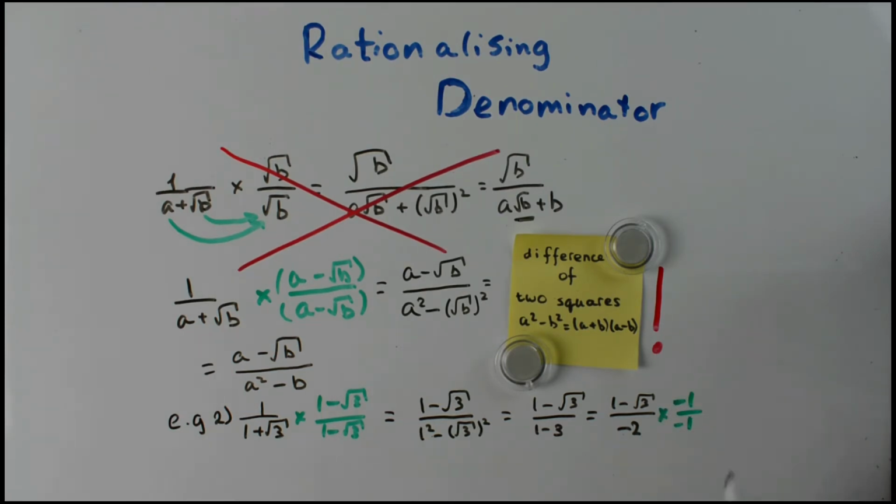I'm going to times it by minus 1 over 1 just to get rid of that negative minus 2 in the denominator. Okay, for the exam technique you will get 1 mark for the correct answer, and I'm just going to highlight which part I would write as a normal working example.